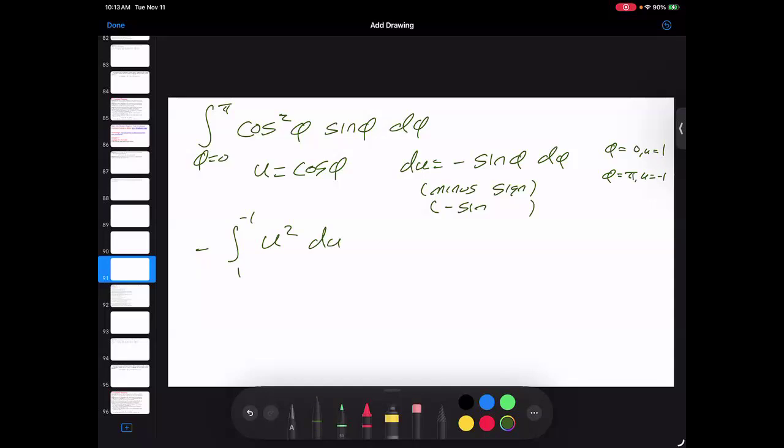Right? I can use the minus sign to flip the order of integration. Oh, that looks so much better, going from -1 to 1. And now we just have u squared du, so that's u cubed over 3 at -1 and 1. And so it's going to just be 2/3.